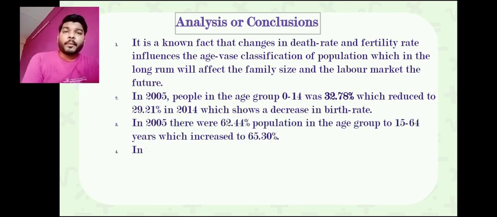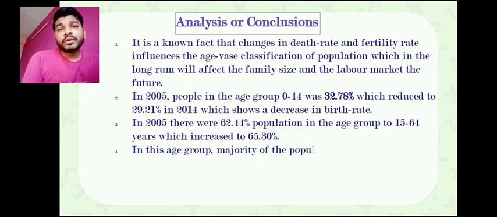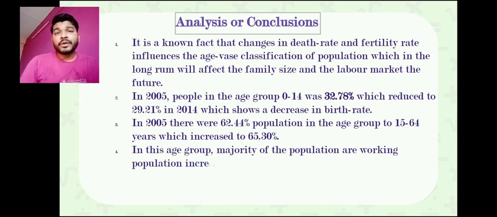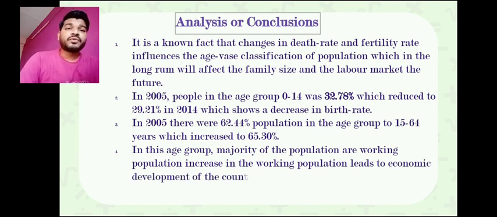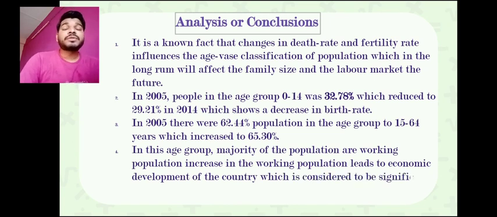The second age group, 15 to 64, is the active workforce, the people who try to survive and do all sorts of jobs and business. In 2005 the workforce was 62.44%, which increased to 65.30% in 2014. This shows an increase, and we can conclude that there is a good amount of economic development, because the more of these people there are, the more the national income, the more the per capita income, and the more the economic development. We studied this concept of economic development in chapter 2. So you have to directly identify that if more people are in the 15 to 64 age group, there will be a larger working population. A working population creates an increase in national income and per capita income. So it overall comes to economic development.